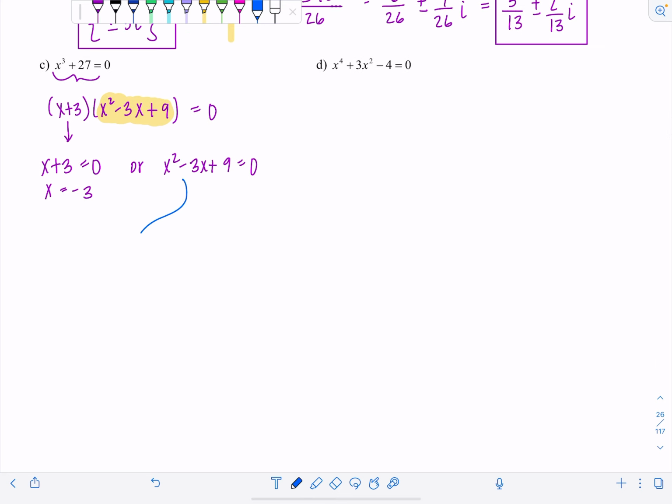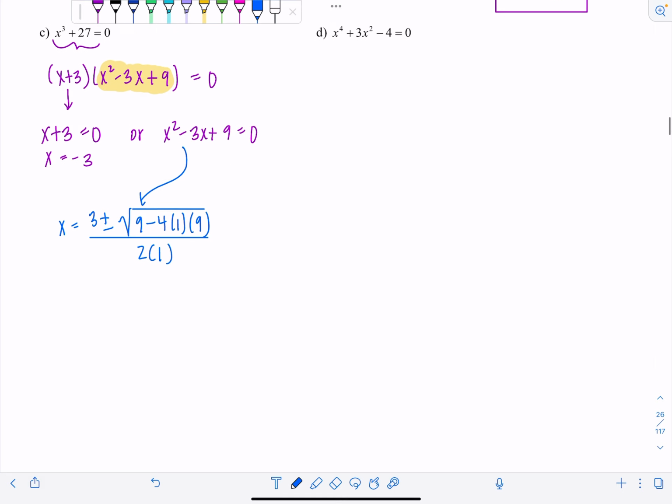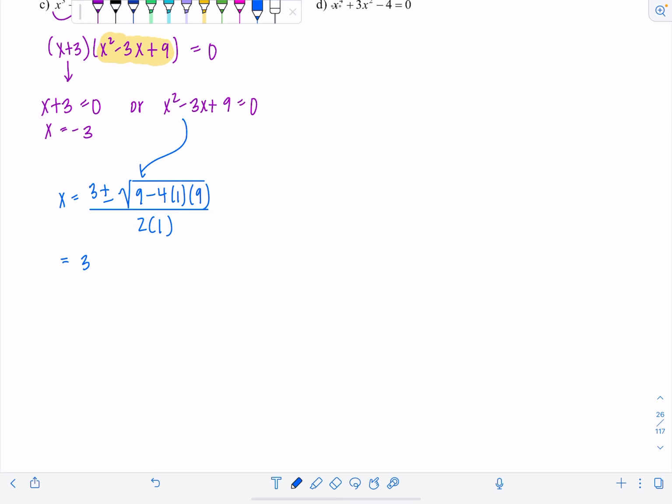Okay, so we've got here, let's do it right here. X equals opposite of b plus or minus square root. B squared is 9 minus 4 times 1 times 9, all over 2a. Okay, so this is going to be 3 plus or minus square root 9 minus 36 over 2. So this is 3 plus or minus square root of 9 minus 36, that's negative 27, over 2.